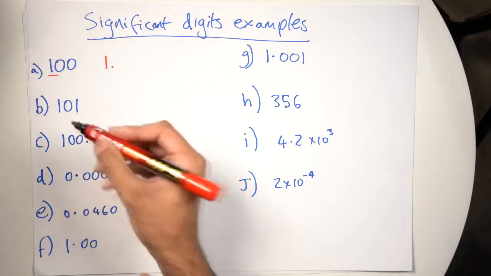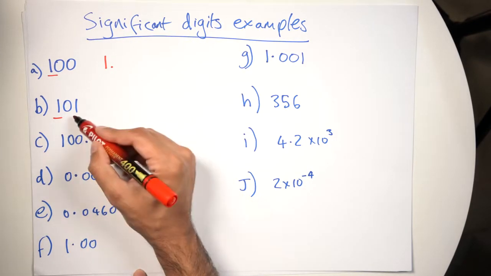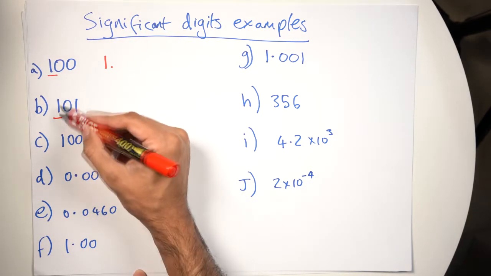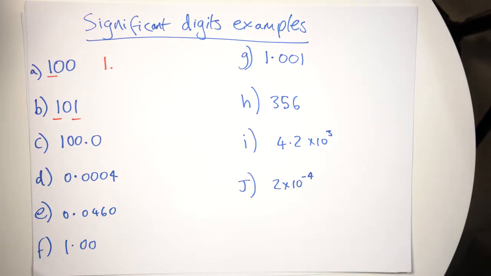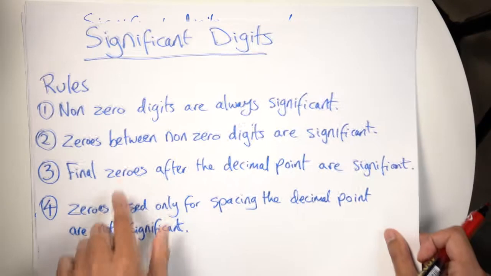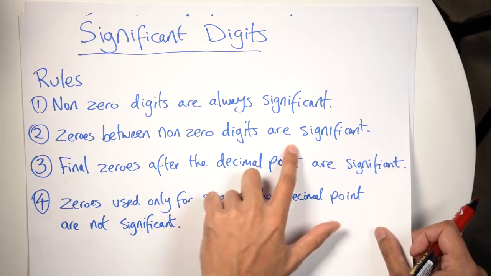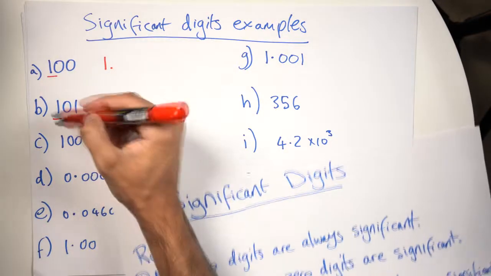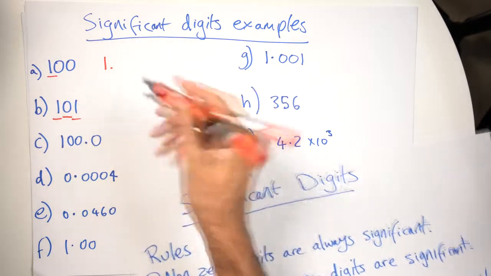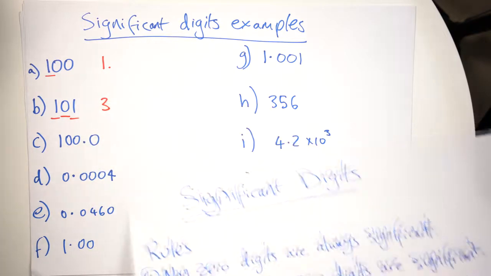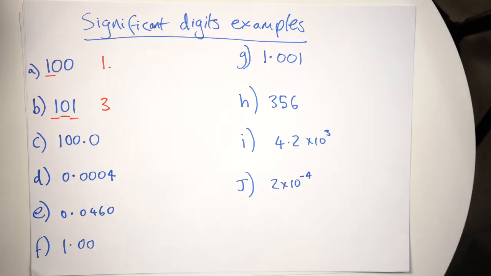The next one, you've got a non-zero, and then in the middle you have a 0. Now, according to these rules, zeros between non-zero digits are significant. So that becomes significant as well. So we have 3 significant digits over here.